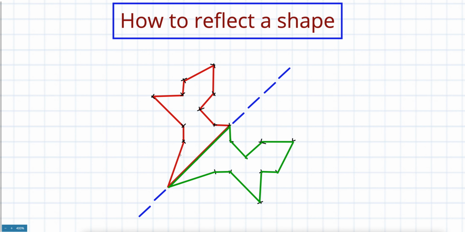reflected shape. Here, this is the only way you should do a complex reflection, especially a diagonal reflection. Thank you very much. Have a good one.